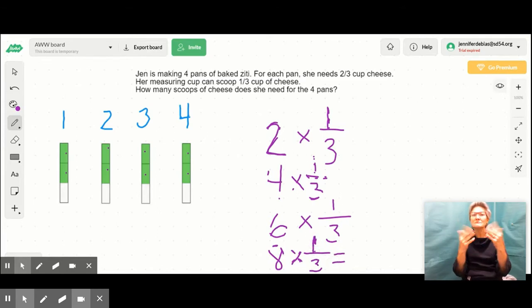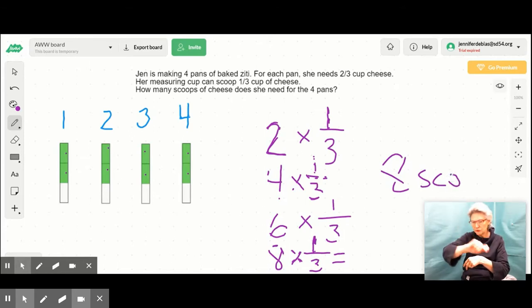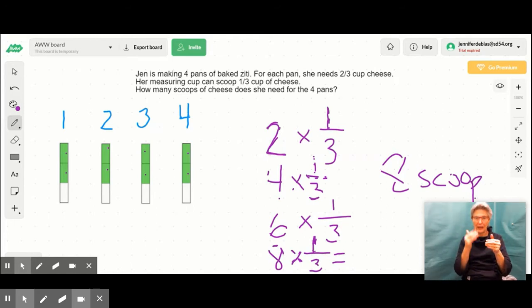Well, what is 8 times 1/3? I know that 8 times 1/3 would be 8 thirds, right? Which means 8 1/3 would give me 8 scoops. So I'm going to write that over here. So let's see if that makes sense. Oh, I can't write a P for some reason. Okay, we're going to get creative and pretend that we can see that P there. There we go. So I know that she's going to need 8 scoops.